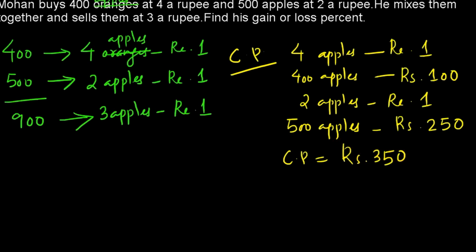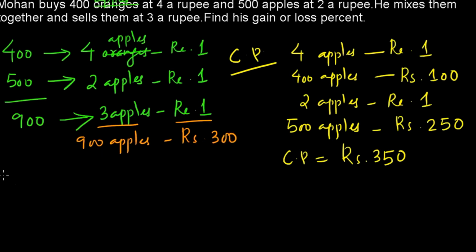And what about our selling price? What will we be getting? Selling price, 3 apples for 1 rupee. Then what about 900 apples? So 3 into 300 will give us 900. So the right hand side also in the same way we have to multiply by 300. So it will be rupees 300.